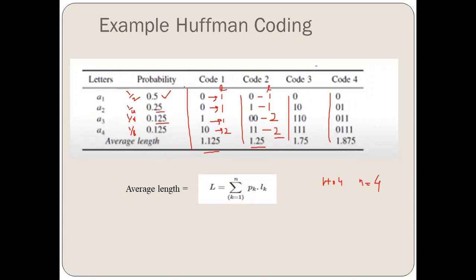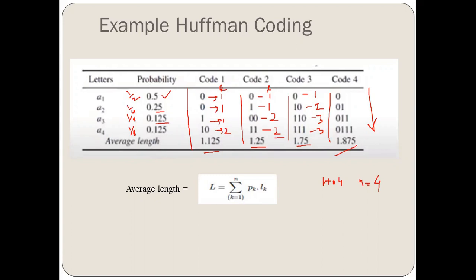Now the third code says what? The third code has a little more: the code length is 1 here, this is 2, this is 3, and this is again 3. So in the same way we calculate and we will get 1.75. And again, here we calculate it in the same way and we get the average length equal to 1.875.